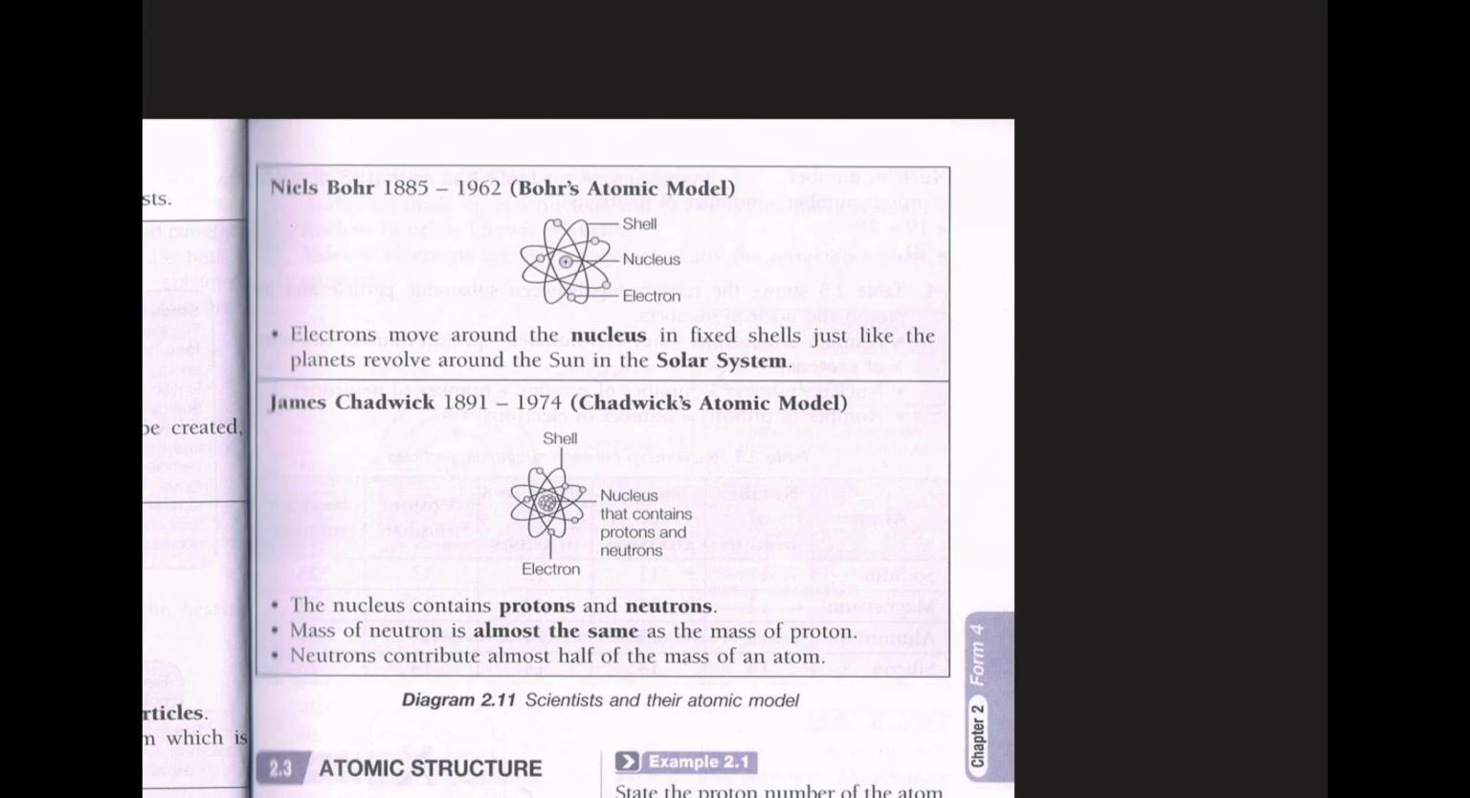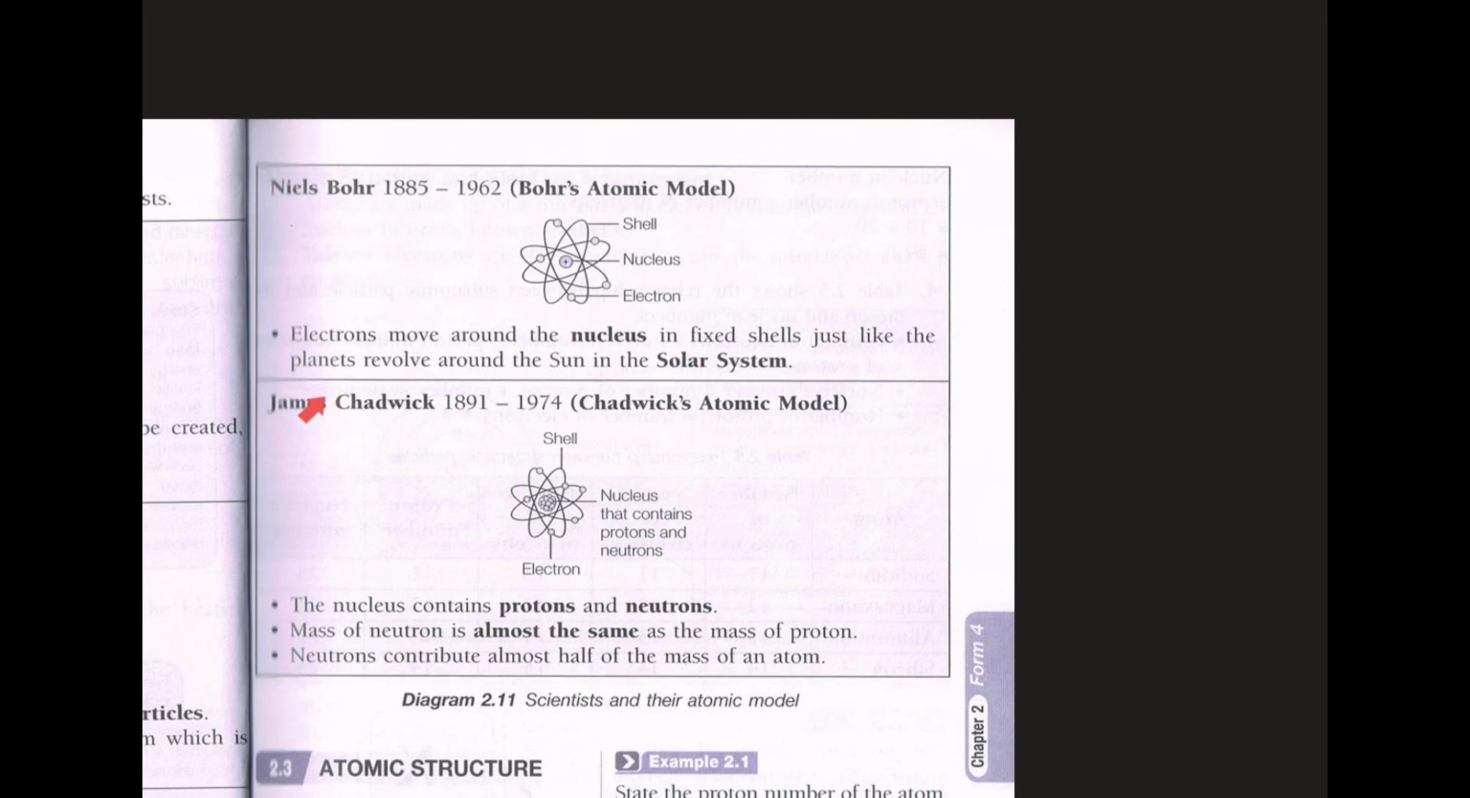Niels Bohr. So this scientist discovered that electrons move around in fixed shells. So he discovered the shell. Electrons move in a shell, just like the planets revolve around the sun in the solar system. So there are similarities between the solar system and the atom.